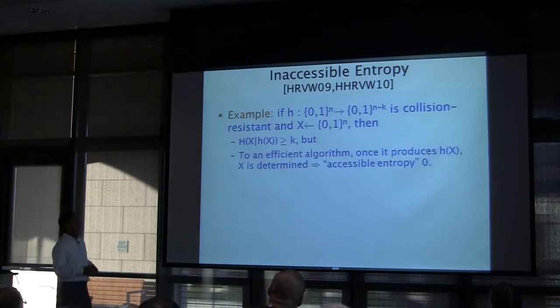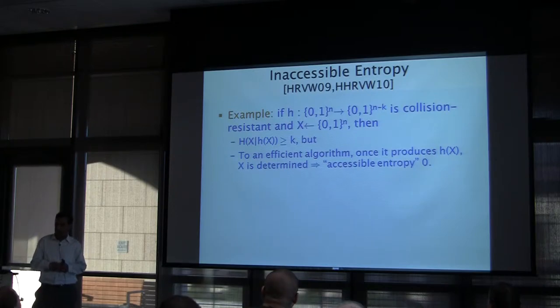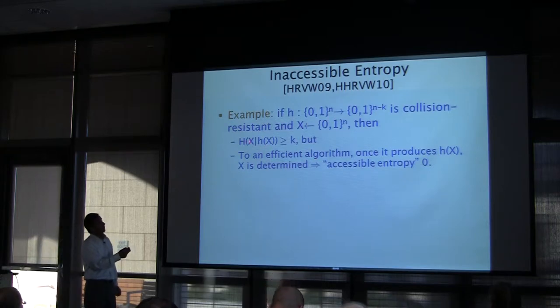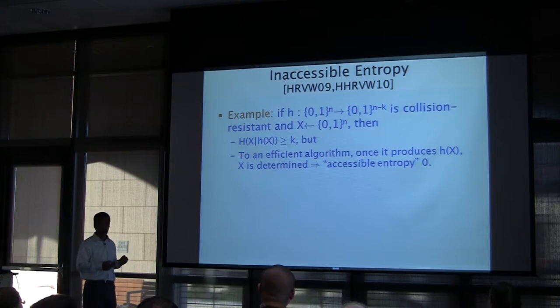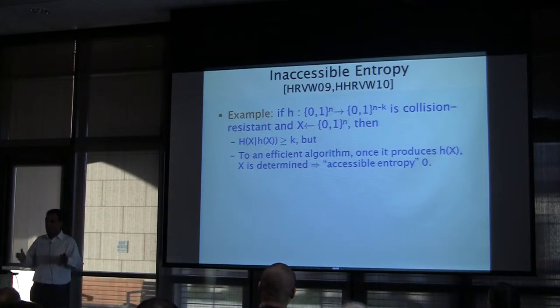On the other hand, if I consider any efficient algorithm that generates H of X, some output value of the hash function, once it generates H of X, its hands are tied to a particular value of X. It can't produce any value other than X, a single value whose output is H of X, even though there are many of them. So intuitively, given H of X, X has a lot of Shannon entropy, but it's somehow inaccessible. No efficient algorithm can generate lots of random X's that map to H of X.